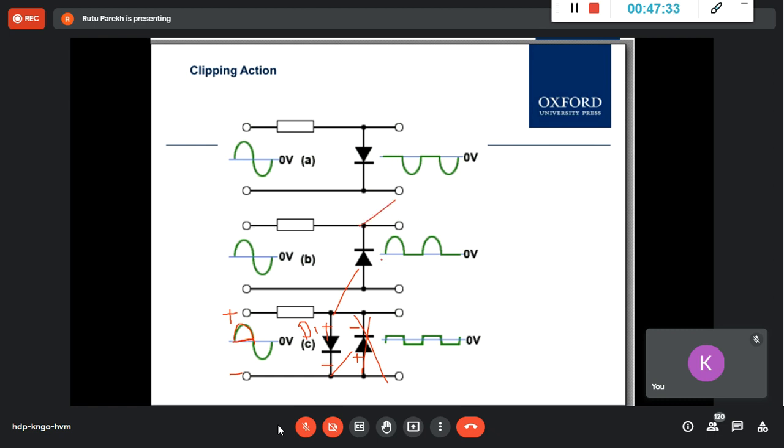When you are taking a voltage, it is the difference between the two. In an ideal diode, the difference is 0 when it is conducting. At 0 volt, it is conducting. The difference of anode and cathode is 0. So your output is 0.